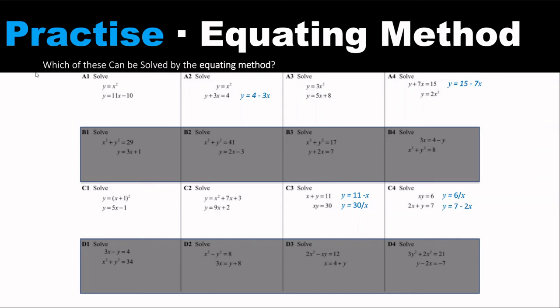Now you have 8 simultaneous equations to be solved. They're all in the format where y is the subject, so go ahead and equate them. Solve the equation that you've got. Substitute your answer into one of the 2 equations to find your other variable value. And check your answer at the end to make sure it works in both equations. Go ahead and hit pause now so that you can do that, and the answers will come up in just a minute.